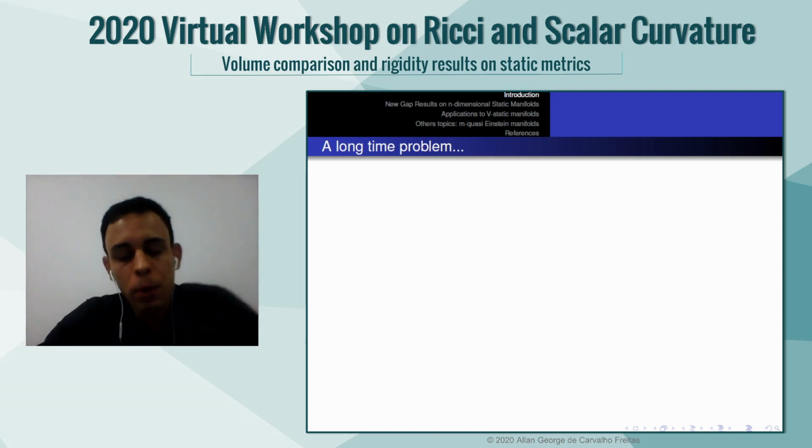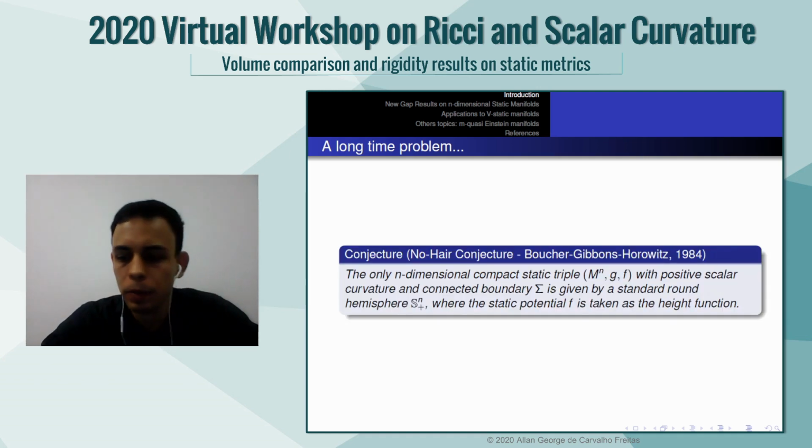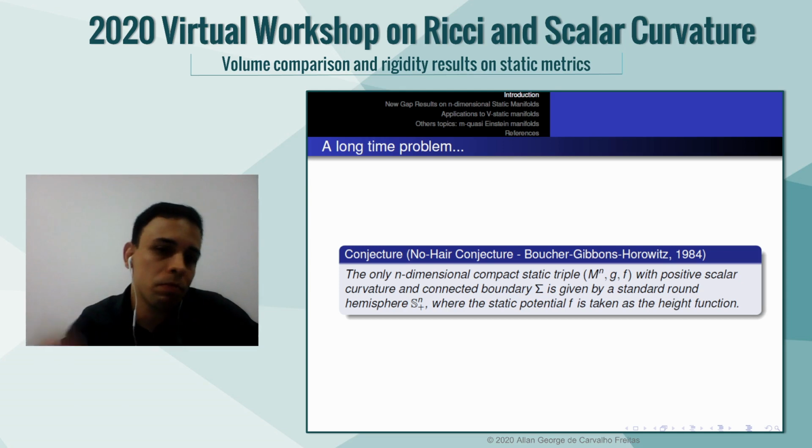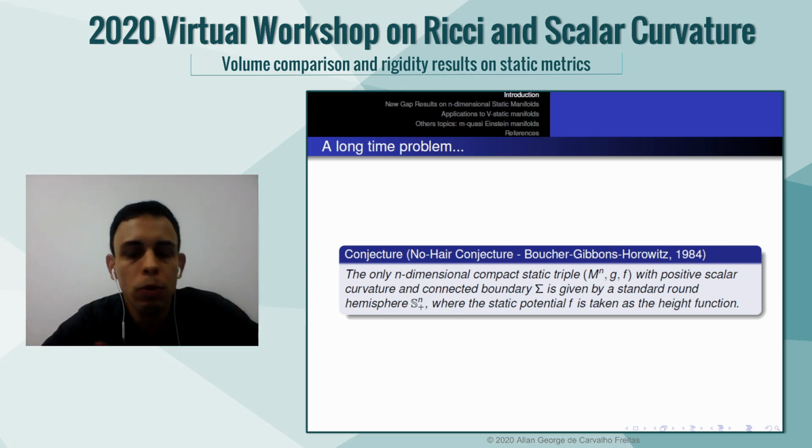A long-standing problem is to classify all the static manifolds, that is, to know what the static manifolds with connected boundary and positive scalar curvature are. In this sense, we have a famous conjecture, which affirms that the only n-dimensional compact static triple with positive scalar curvature and connected boundary is given by the standard hemisphere. And the static potential in this case is the height function.